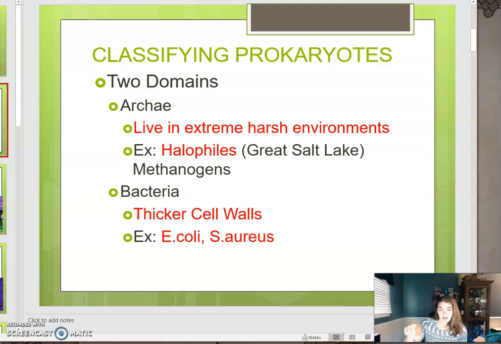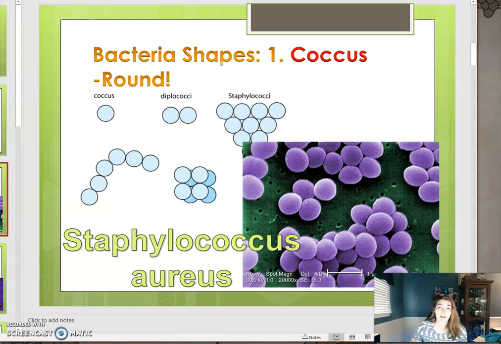The E. and the S. stand for the genus of the species. So kind of like a dog is Canis familiaris, it's just written as C. familiaris. So E. coli is Escherichia, weird word, but E. coli. Alright, and we don't know as much about bacteria, so the main way we classify our bacteria is by their shape. So we have three shapes of bacteria.